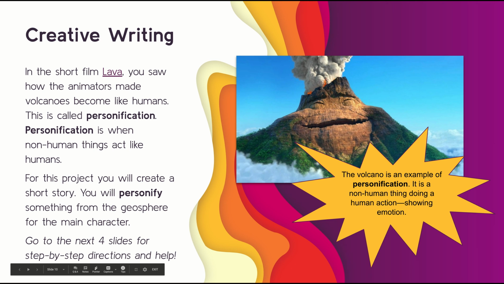The creative writing option. In the short film Lava, you saw how the animators made volcanoes become like humans. This is called personification. Personification is when non-human things act like humans. We all know that volcanoes can't really smile and want to have a friend, but sometimes to be creative, we do these sorts of things to tell a story.